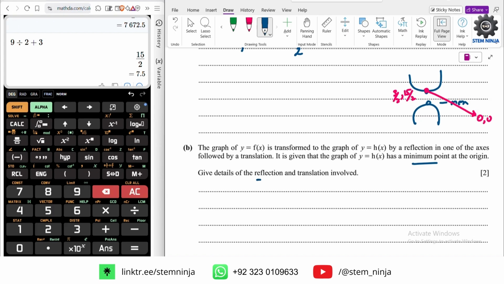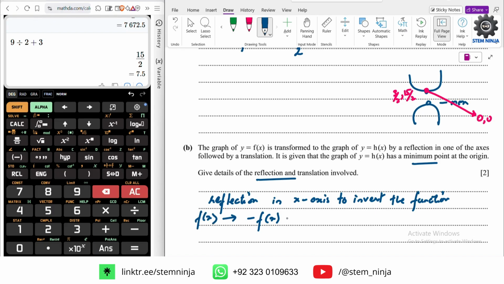So give the details of reflection. Reflection in x-axis to invert the function. So minus f of x. So f of x goes to minus f of x.